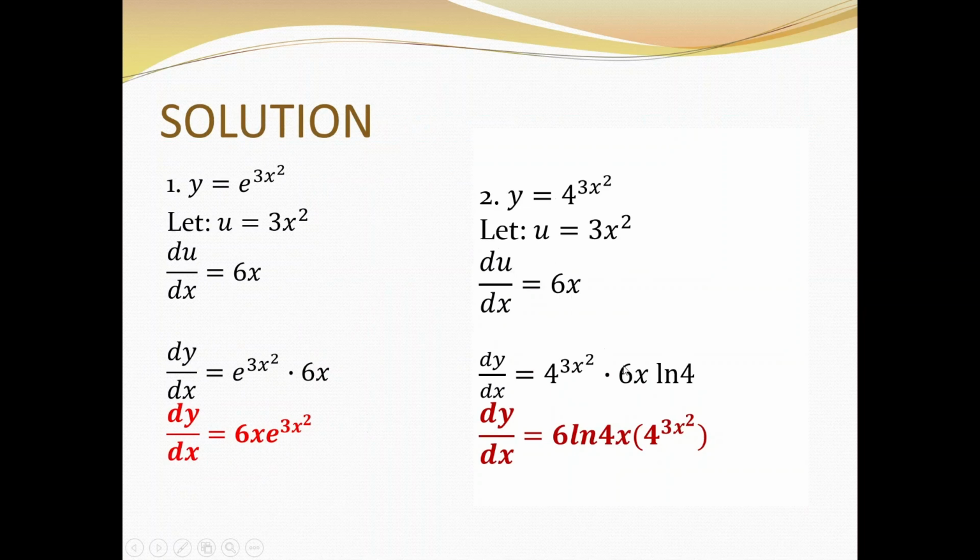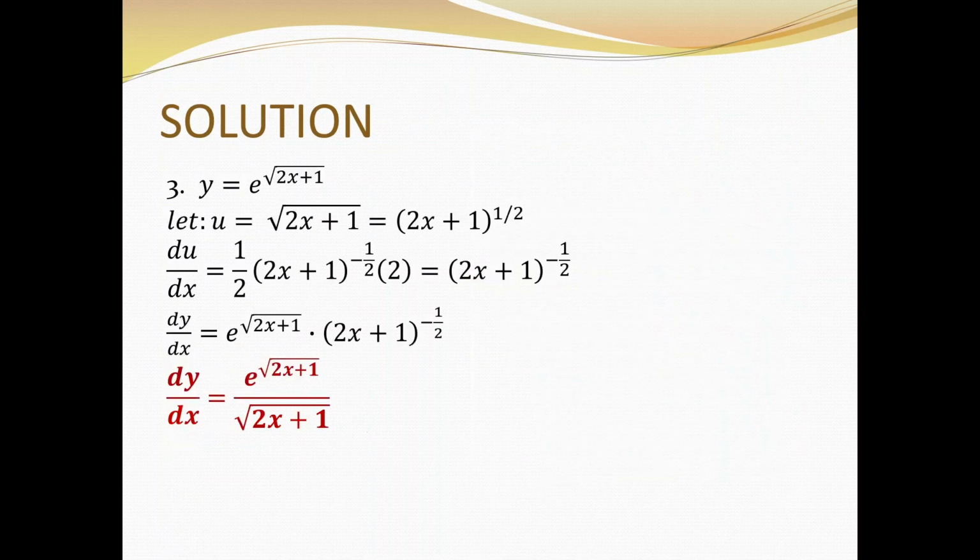Or we can also express our final answer as, we can start with the constant value. So this is 6 ln of 4, and then to be multiplied by x, and to be multiplied by 4 raised to 3x squared. So it's better to enclose with a pair of parentheses because this is understood cannot be multiplied with the 4x, as it is better expressed in product form. So this is our derivative of y with respect to x.